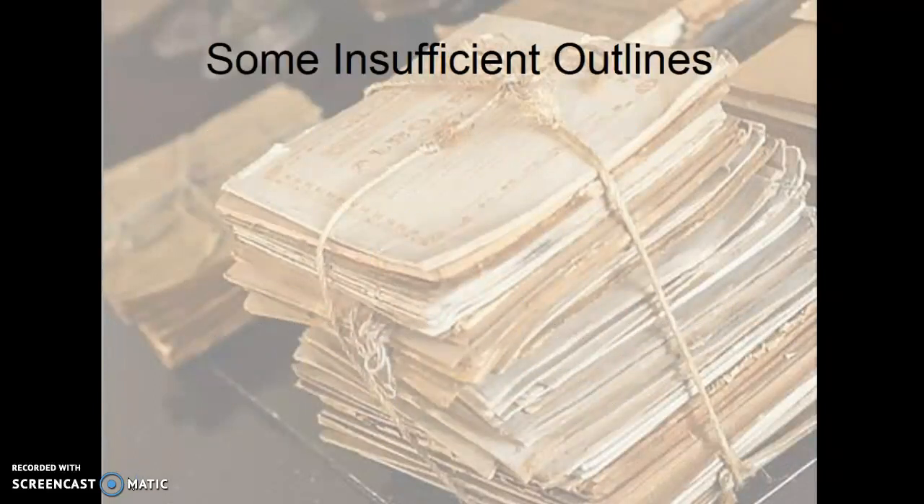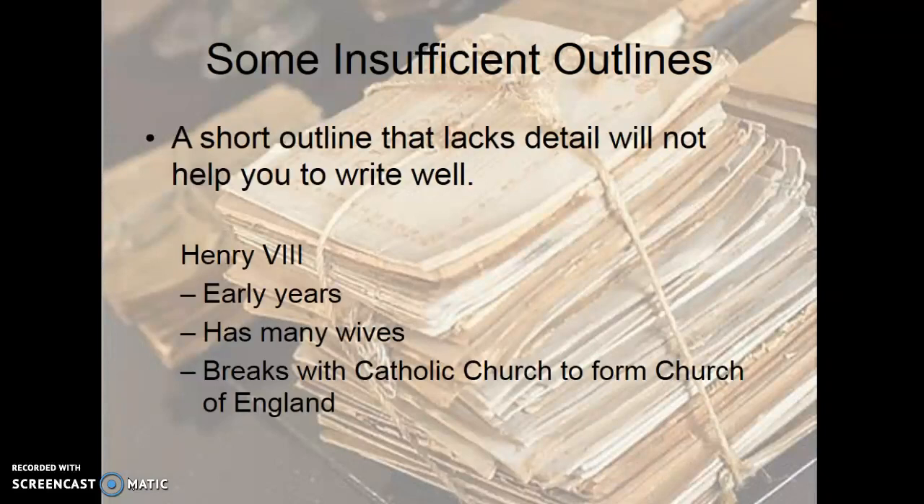Okay, so let's look at one insufficient outline. A short outline that lacks detail is not going to help you write well. Here's an example of an outline that's not going to lead you to write a very good paper. So the topic is Henry VIII. We're going to talk about early years. He has many wives, and he breaks with the Catholic Church to form the Church of England.